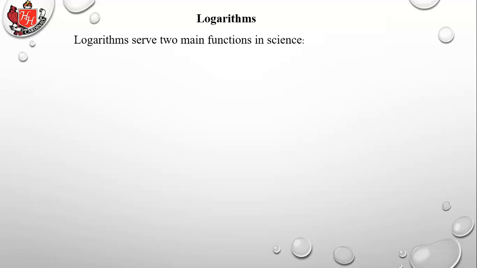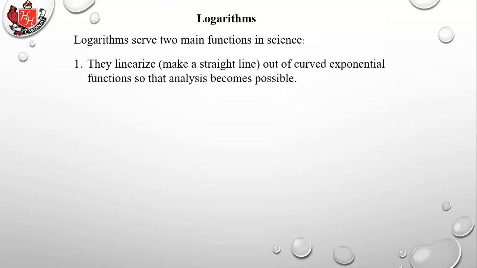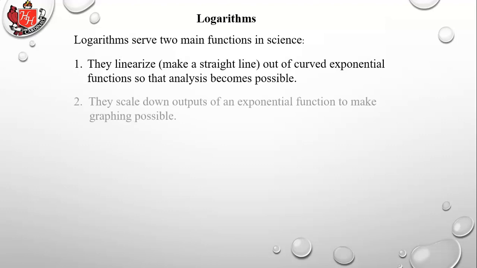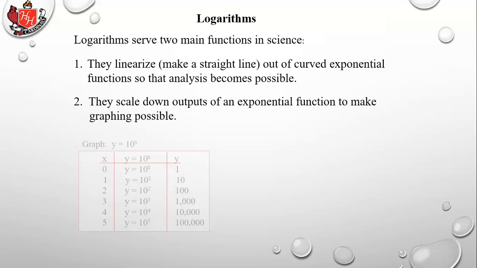So they serve two main functions. One is they linearize, they make a straight line out of curved exponential functions so that analysis becomes possible. And two, they scale down outputs of an exponential function to make graphing possible. So we'll see what those two things mean in just a second.